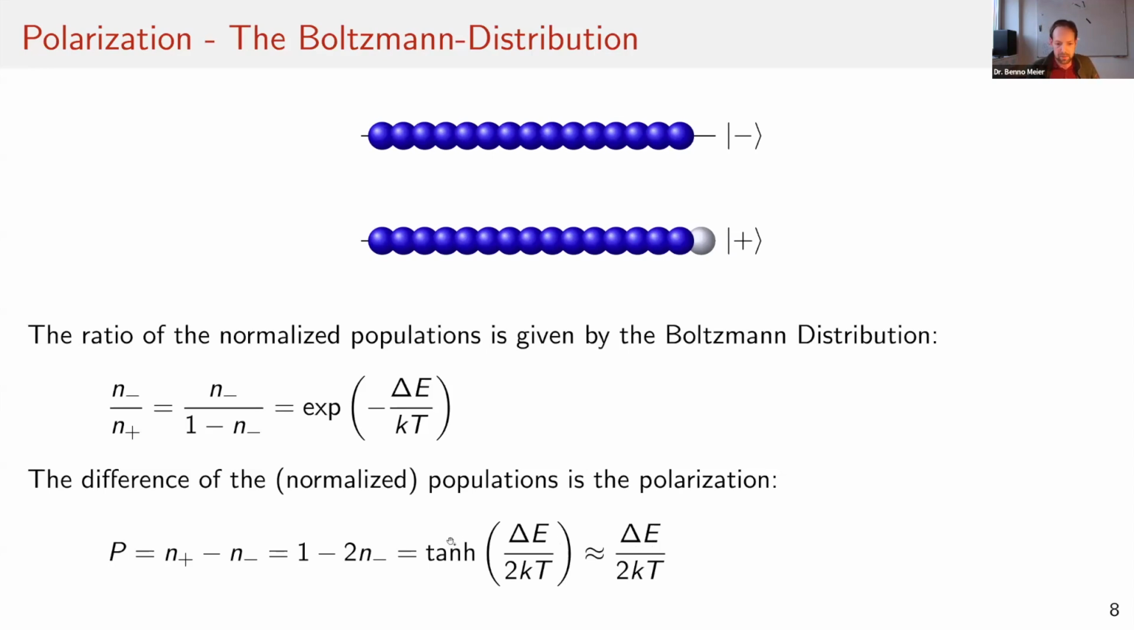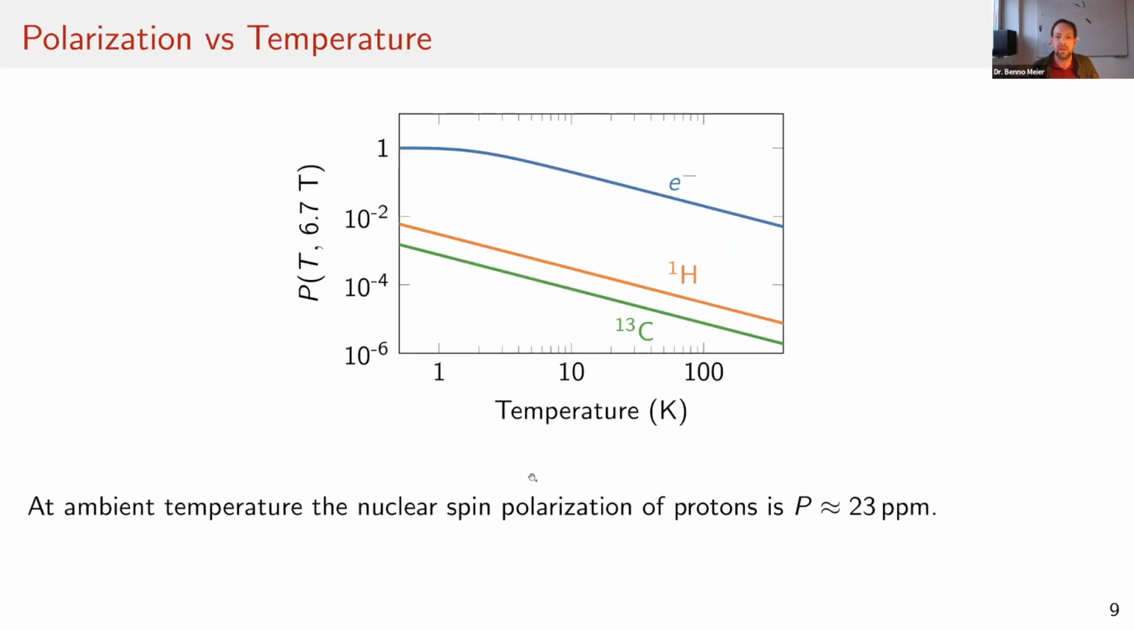Okay, if you plot this tangent hyperbolicus as a function of temperature at a normal field, in this case 6.7 Tesla, you see these dependencies. So for carbon and proton, you have a completely linear range here. And for protons in particular, at 300 Kelvin, you have a polarization of only 23 ppm.